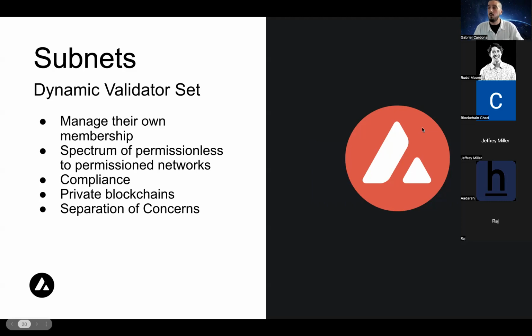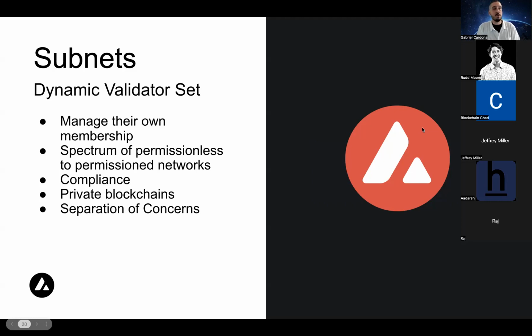There's also support for private blockchains. So you can create a subnet where only predefined validators can join and create a private subnet where the contents of the blockchains are only visible to those validators. This is ideal for organizations interested in keeping their information private.